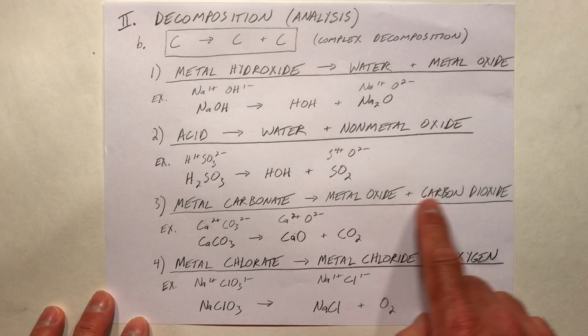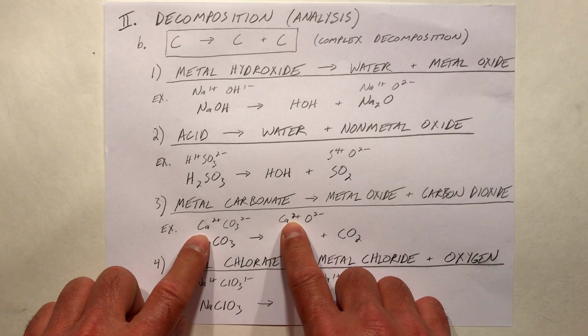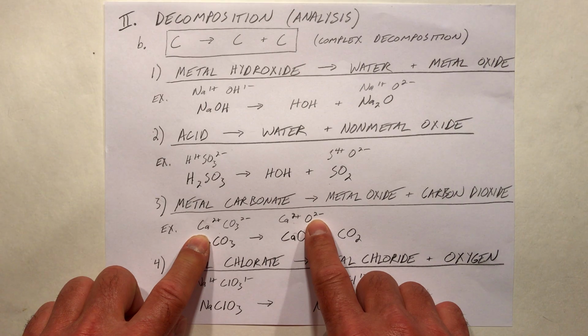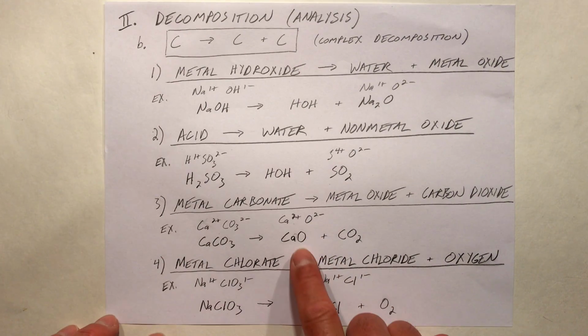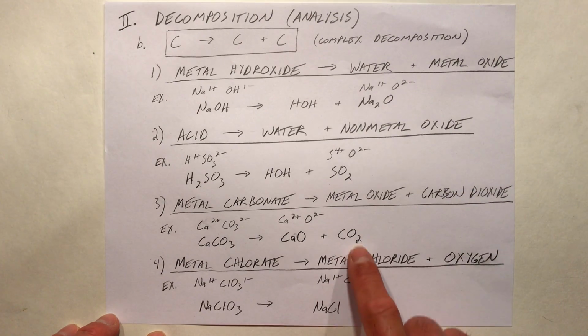We're going to form a metal oxide and carbon dioxide. So our metal oxide is going to be calcium 2 plus ion, and oxide is O2 minus ion, crisscrossed and reduced to give us CaO, and then carbon dioxide is CO2.